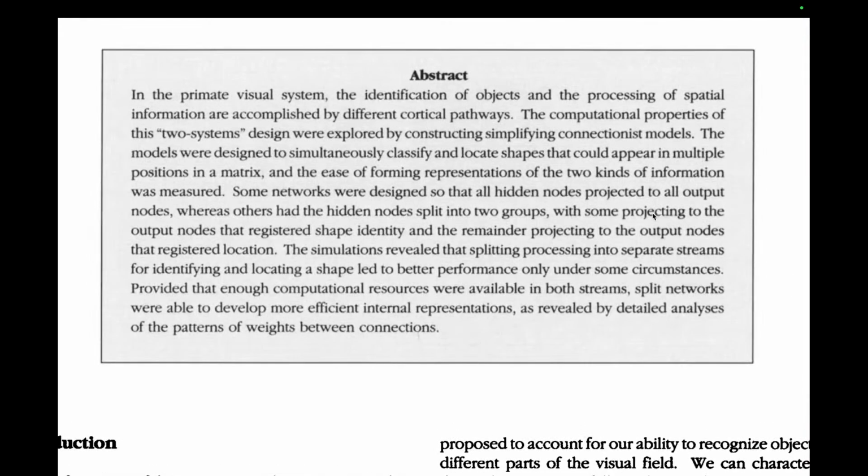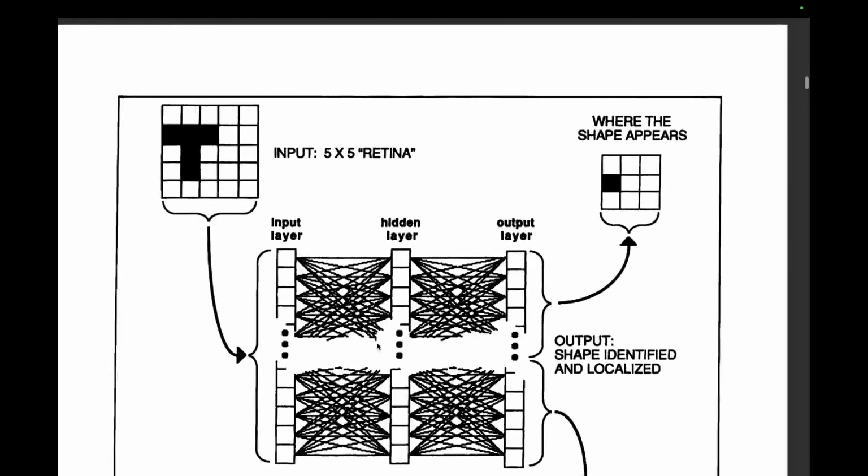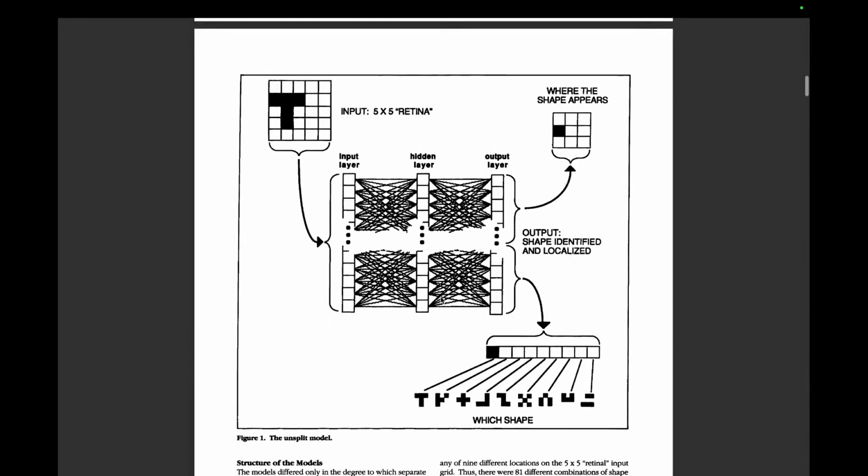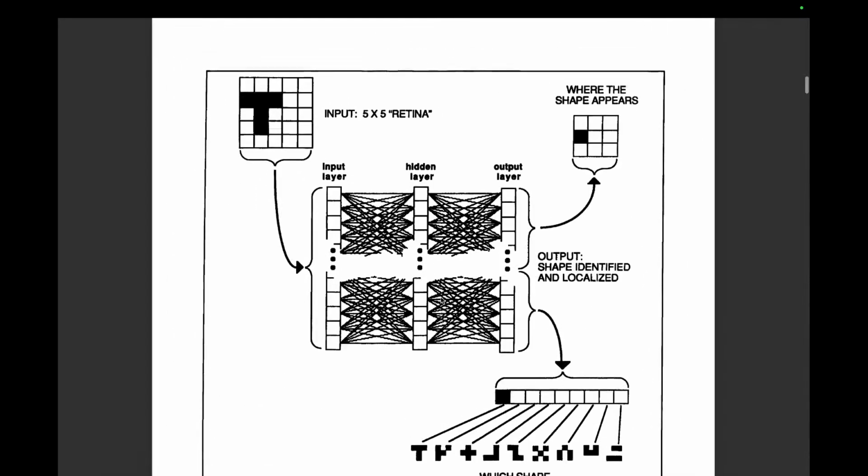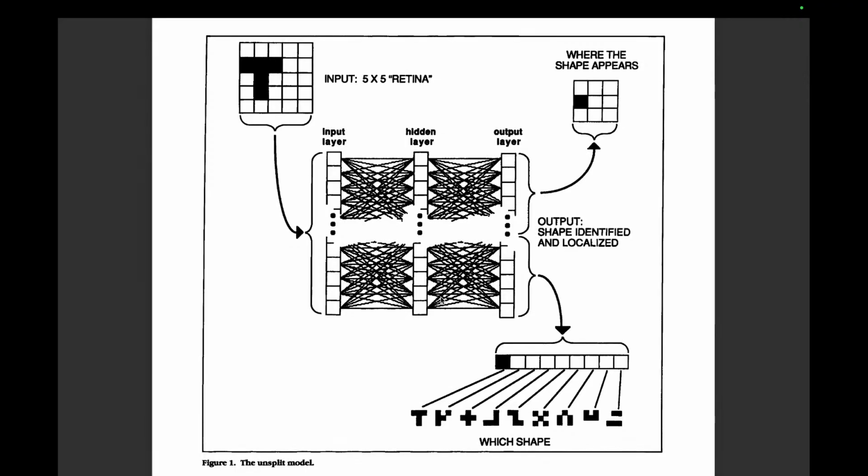So with some projecting to the output nodes that registered shape identity and the remainder projecting to the output nodes that registered location, the shape was identified and the location. Now these are very, very important aspects, especially when it comes to navigation and vision. Identifying shapes and identifying the location of the objects and the shapes you look at allows us to navigate and move in this world. Okay.